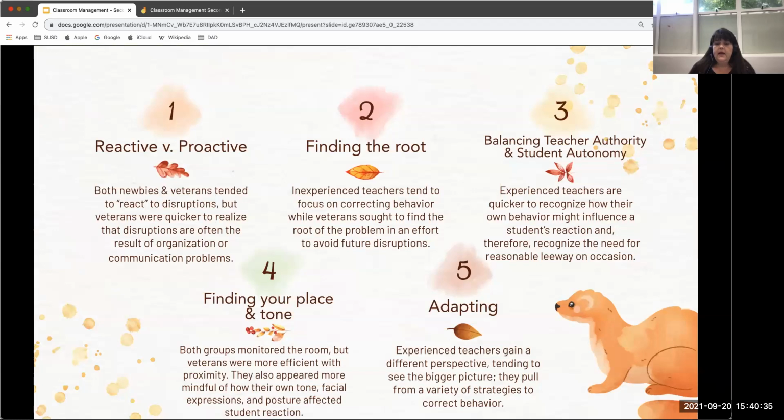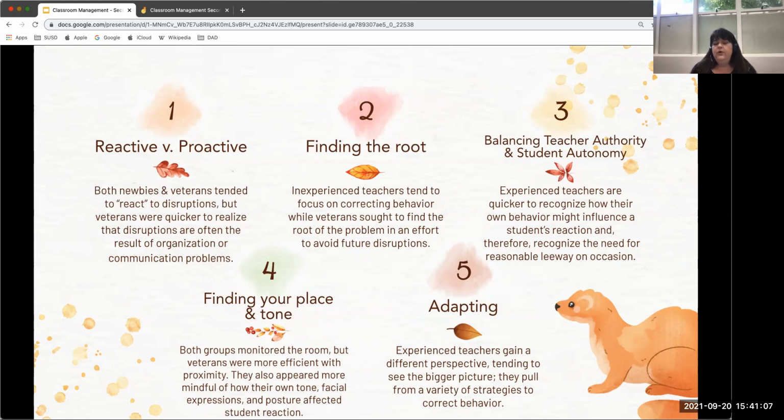So the first one was that both new teachers and veteran teachers tended to react to disruptions. Okay, react instead of being proactive. This is like, if it were me, full disclosure, I struggled with sarcasm and sass a little bit. So sometimes when kids say something, I reacted. That's a reaction. Hard to control. It's part of my personality. However, that's universal. Everybody does that.